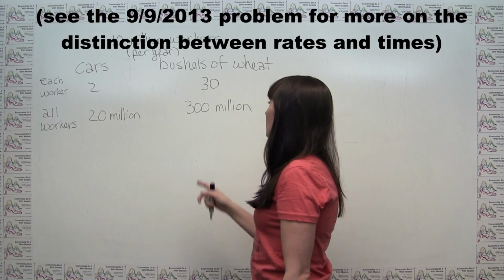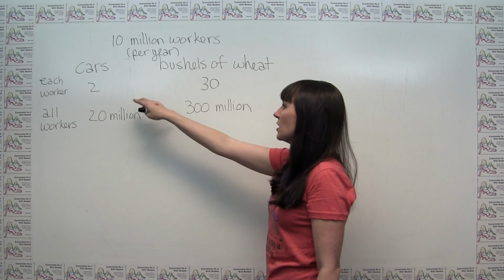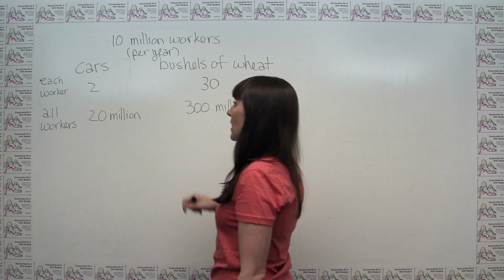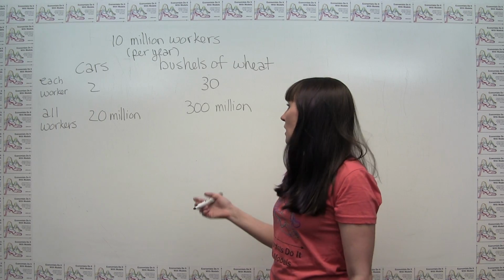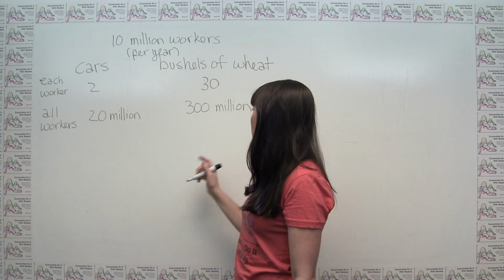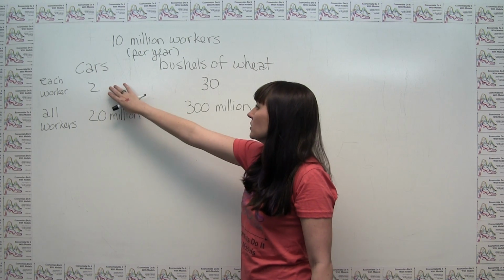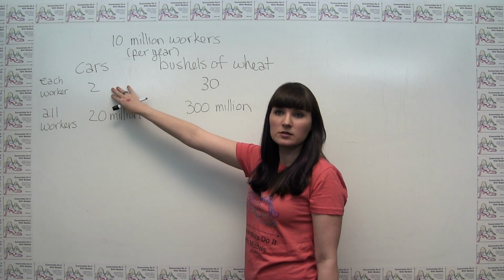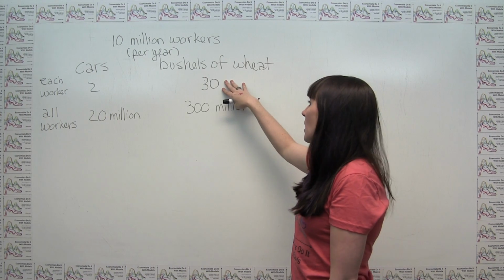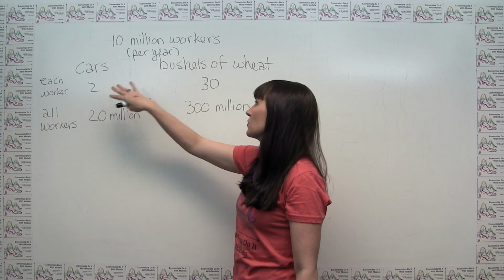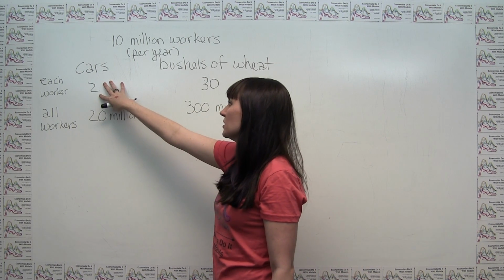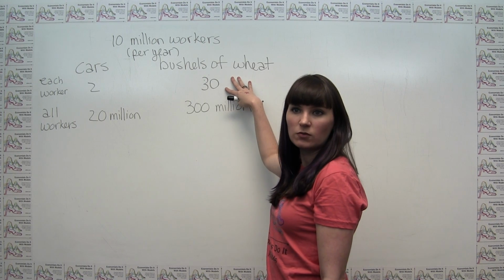So we can actually investigate the opportunity costs either by looking at all workers together or by looking at each worker. We're going to get the same answer. And the math seems a little bit easier if we just look at the each worker situation. So if a worker could either spend a year making 2 cars or spend that same year making 30 bushels of wheat, then it must be the case that to make 2 cars, the worker has to give up 30 bushels of wheat. Or alternatively, the opportunity cost of 2 cars is 30 bushels of wheat.